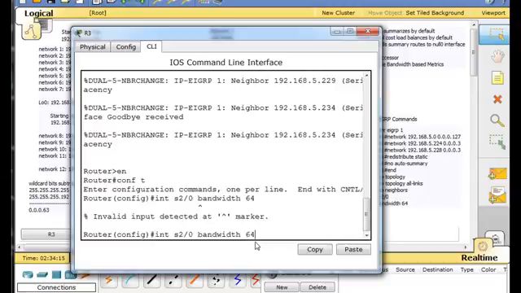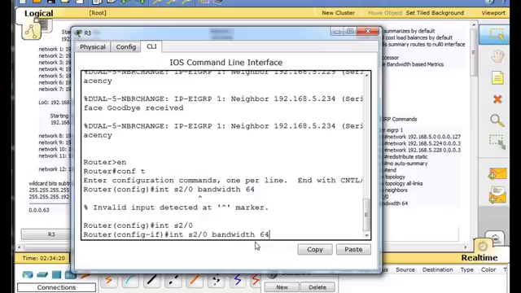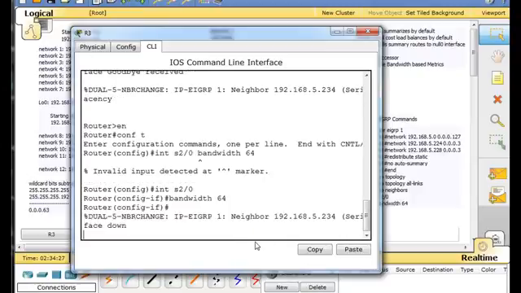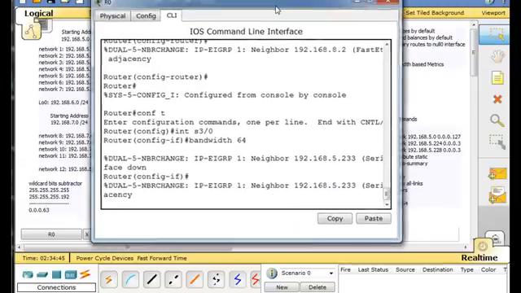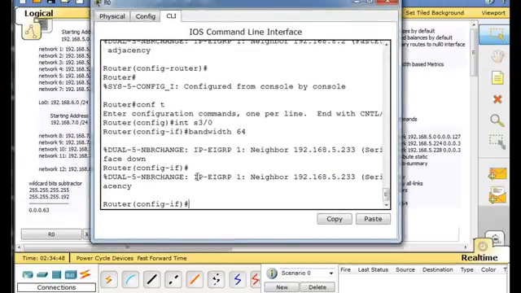And whoops, I've got to just go into the serial interface first, and then I need to put in the bandwidth. So first I type interface serial 2/0 and then bandwidth. And now what we have is this interface is now a 64K interface, right? So now there's no longer equal speeds, right? Let's take a look at this router and see how that changes in the routing table.